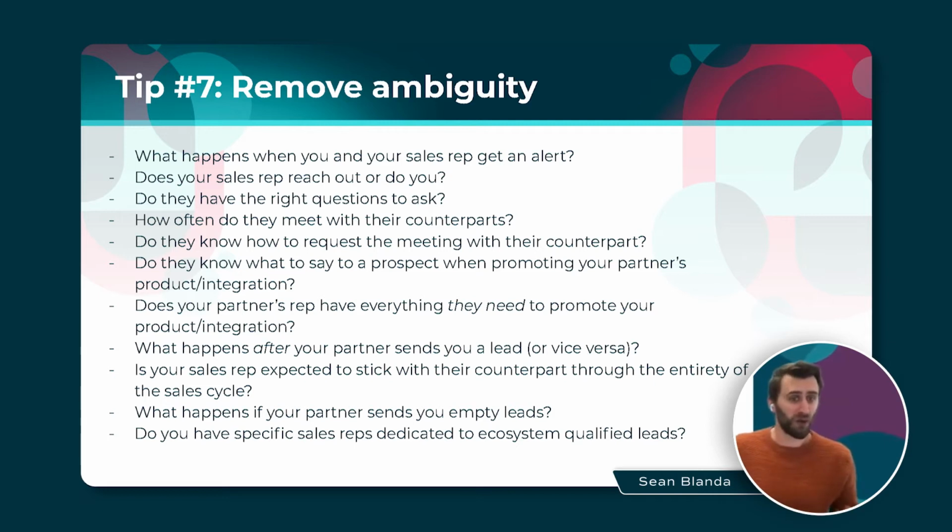Every single time someone in the chain has to stop and ask you or your counterpart at your partner, what do I do next? Who gets credit for this deal? Where do I send it? What am I allowed to do? Who am I allowed to talk to? It's just going to bog down the wheels of your co-selling motion. And then people are going to jump off and they're going to just participate in their normal selling motions. You need to make it as easy as possible by removing all ambiguity.